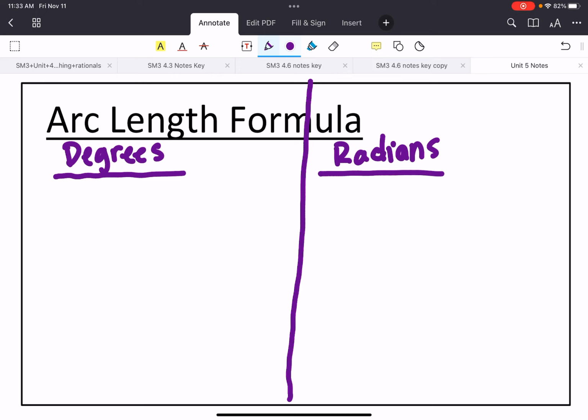So we have to have this formula using both degrees and radians. For degrees, this is called theta. Theta with a TH. Theta, degrees over 360. So whatever angle they give you, over 360 is your percent, times the total circumference, which we know is 2r pi, will give you your arc length.